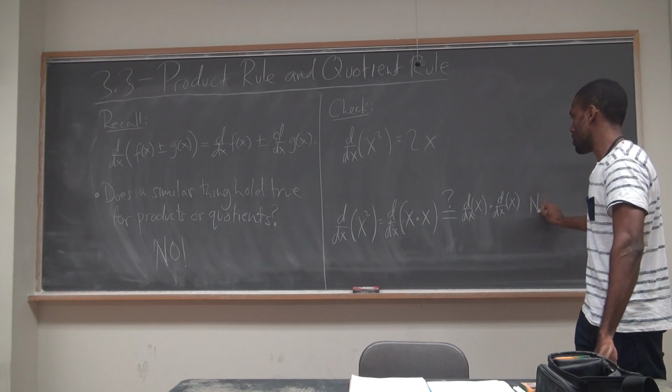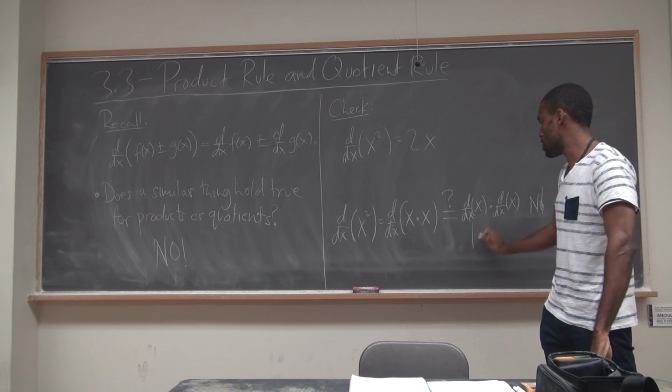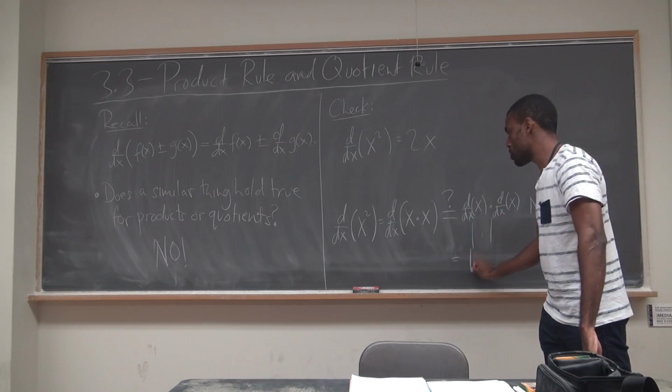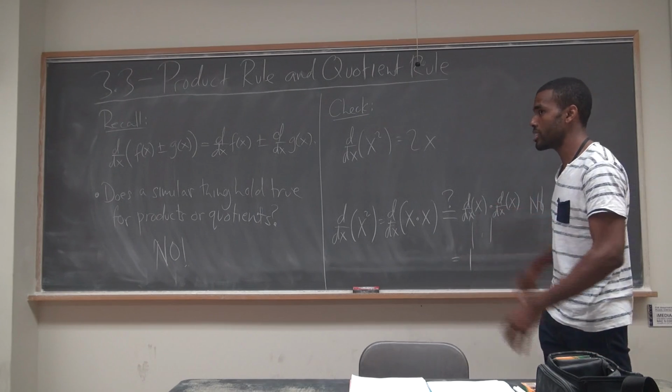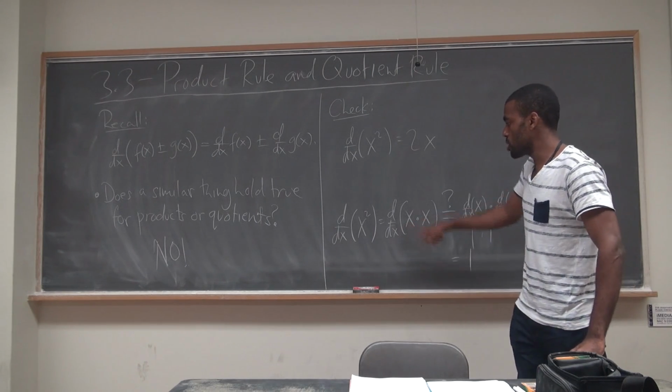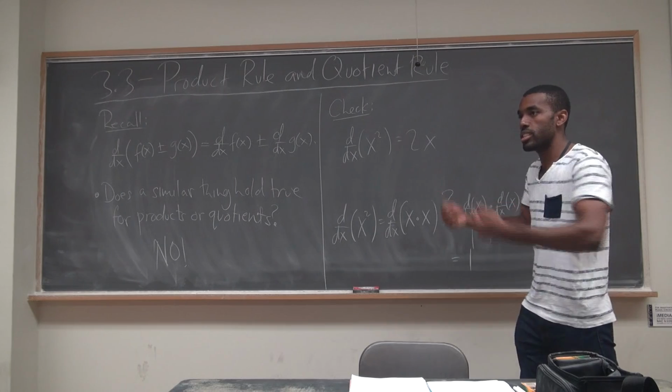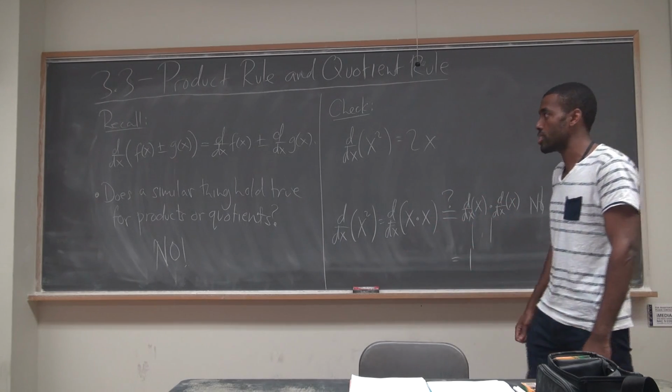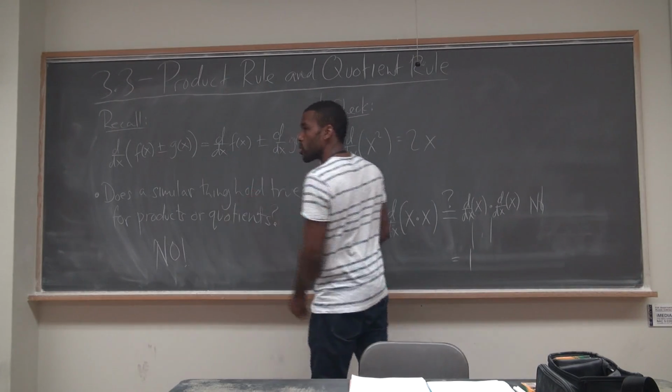Turns out that obviously is no, because derivative of x is 1, derivative of x is also 1, so this would give you 1 as the answer, which we know is not the answer. So it turns out if I have things multiplying, I can't just differentiate each piece and stick it together. It'll give me the wrong answer. There is no rule like this for products.